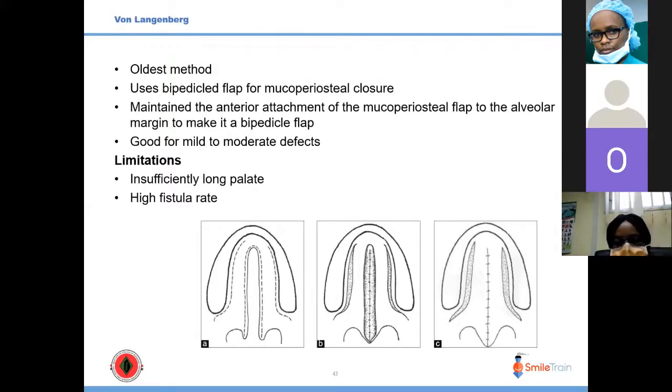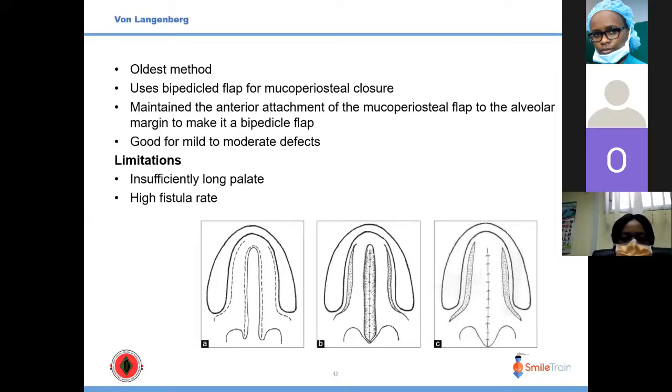The von Langenbeck is actually the oldest, and I consider it to be the simplest method, and it's actually good for beginners. When you want to start trying to close the cleft palate, it's how you start, with the von Langenbeck. And it is actually a bipedicle flap. We make an incision around the cleft margin.